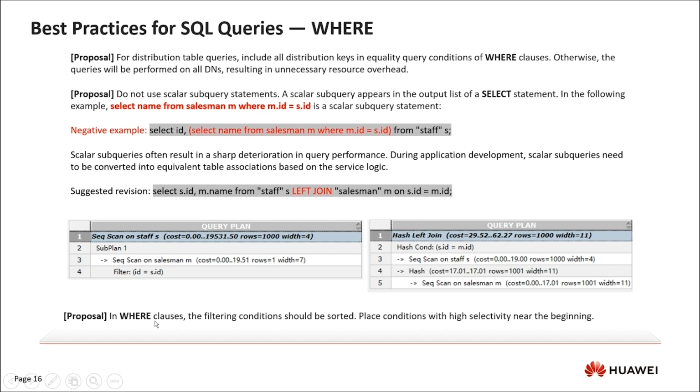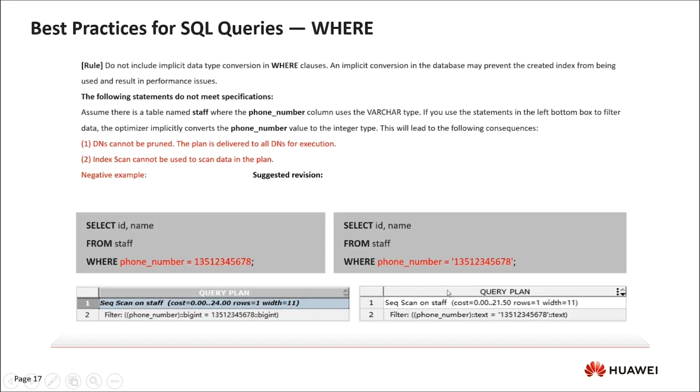And there's another proposal that in the where clause, the filtering conditions should be sorted. We had better put the conditions with higher selectivity near the beginning. This way, it will help us filter out unnecessary data at an early stage, which will also help us improve the performance.